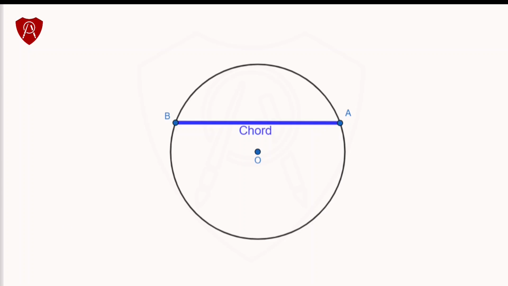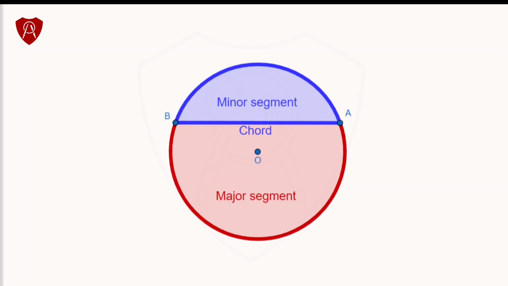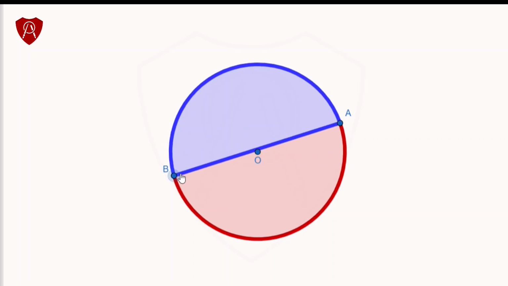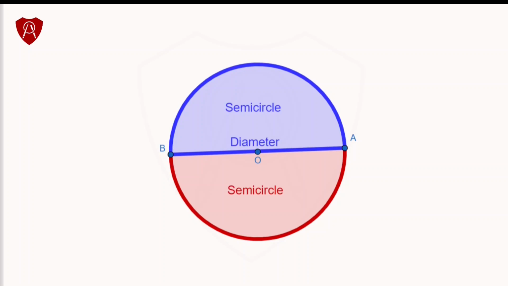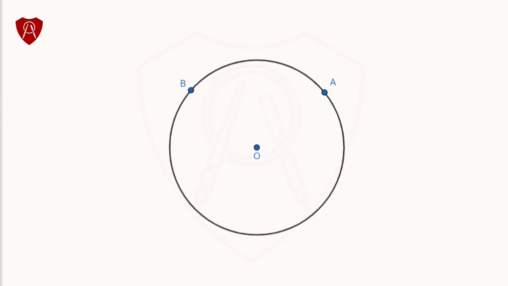So if we draw a chord from A to B, the chord divides the circle into 2 segments. The top one is a minor segment and the remainder of the circle is a major segment. The diameter is a special case of a chord which must pass through the center of the circle. Diameter is twice as long as the radius and it divides the circle into 2 equal segments. Let us now dive into the main lesson.